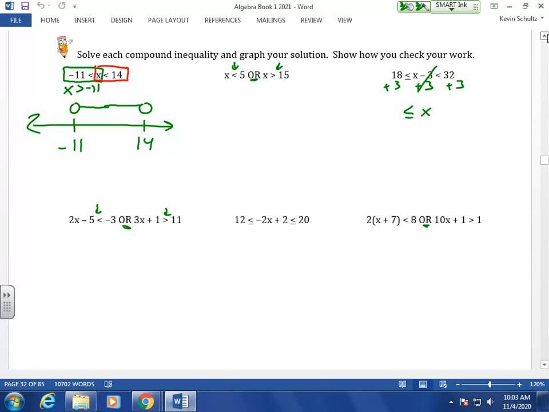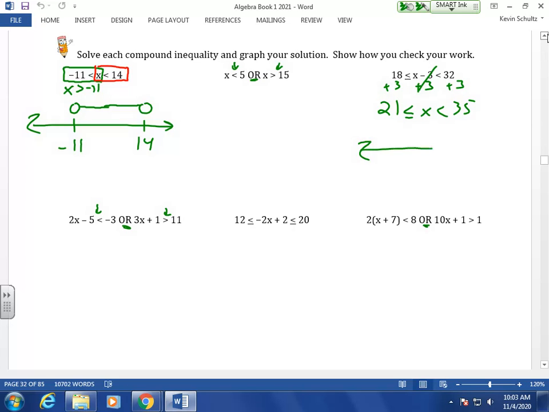So x is alone. And then 18 plus 3 is 21. That becomes our new left limit. And 32 plus 3 is 35. That becomes our new right limit. So what this is saying is that in order for x minus 3 to be between 18 and 32, x has got to be between 21 and 35.